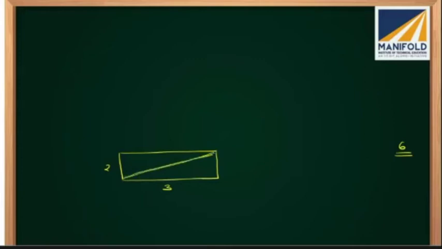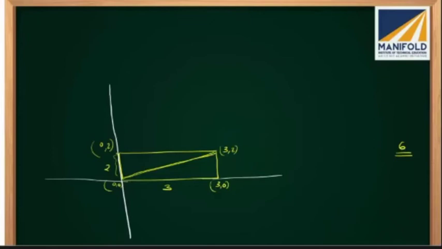Now if I take this as the 0 0 point, this will be the 3 0 point, right? And this point will be the 3 2 point, and this point will be the 0 2 point. If this is in the mesh of, let us say, the XY coordinate system, those are going to be the points. This point will be 3 0, this point will be 3 2, this point will be 0 2, and this point will be 0 0.